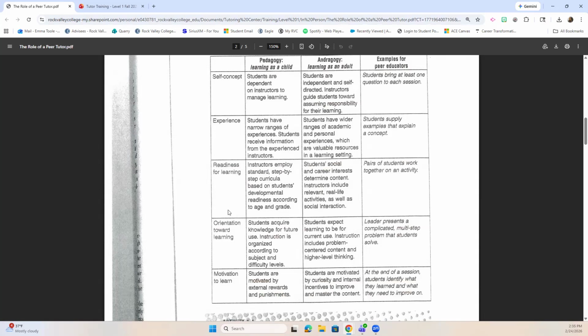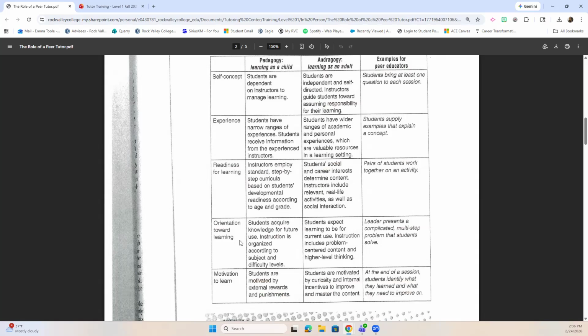Readiness for learning. Instructors employ standard step-by-step curricula based on students' developmental readiness according to age and grade. And then for adults, students' social and career interests determine content. Instructors include relevant real-life activities as well as social interaction. And then an example for us, pairs of students work together on an activity.